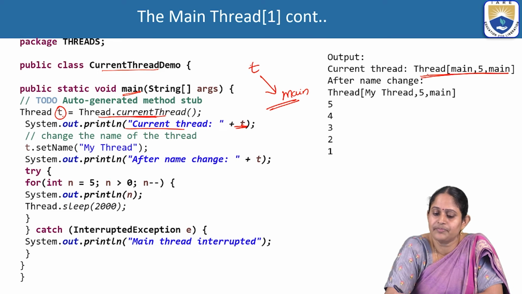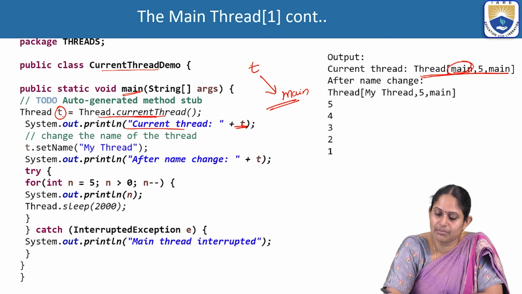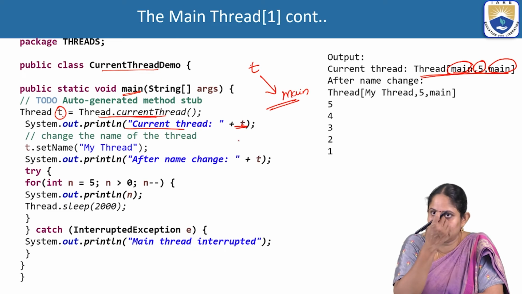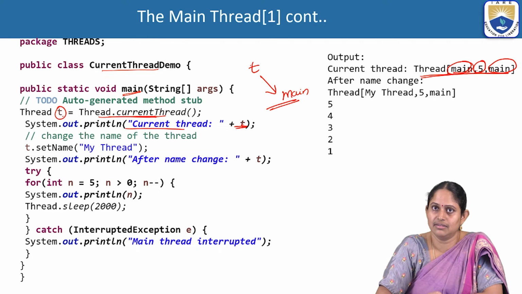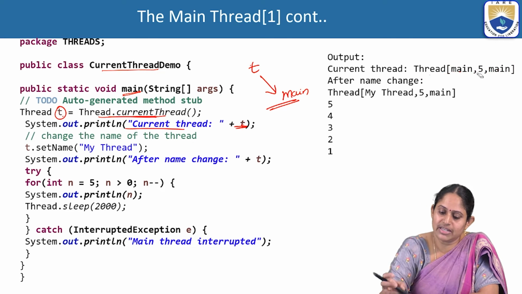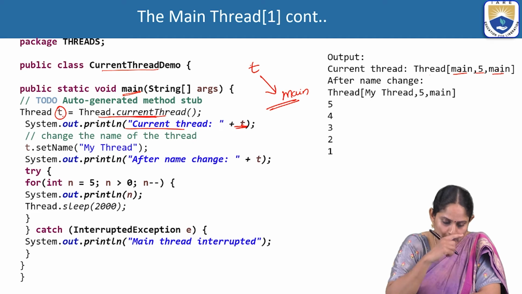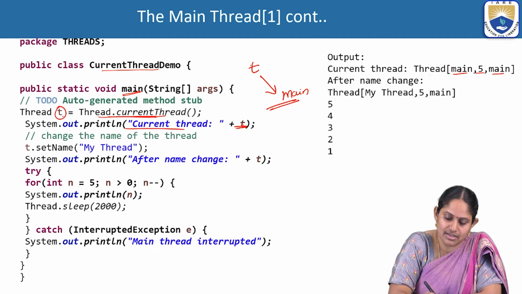It states that one thread is executing and it is of main type. The name of the thread is main, its priority is 5, and the group of the thread is also main. So these are the three parameters which will be displayed by the thread object: the name of the thread, the priority, and the group to which it belongs.